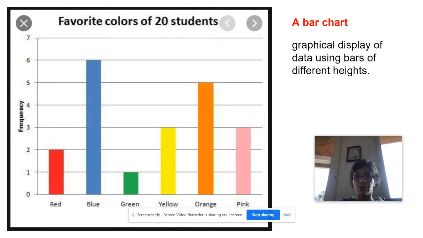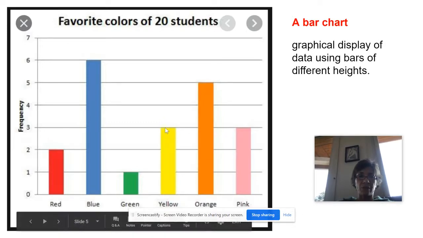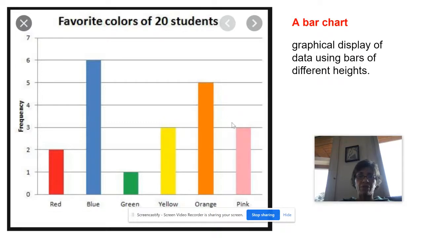Once we finish carrying out a survey and we've completed our bar chart, we can answer a number of questions. So not only how many students chose a certain color as their favorite color, but we can see, for example, how many students were surveyed altogether. So we add up all these numbers. We add 2 plus 6 plus 1 plus 3 plus 5 plus 3, because these are all the students that were surveyed, and we know how many were surveyed.